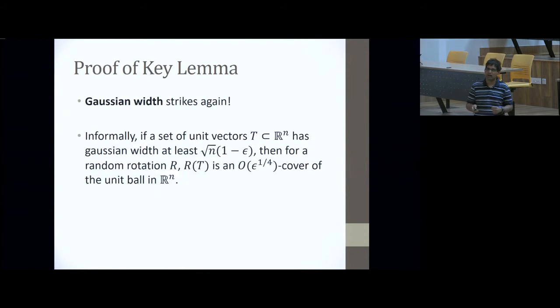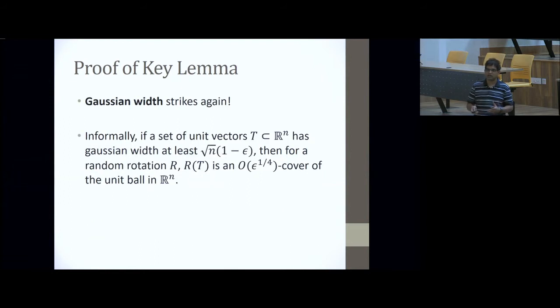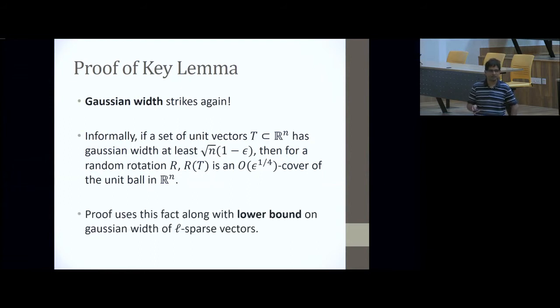So again, high Gaussian width means that its intrinsic dimension is close to n. So you'd expect it to fully span the n dimensions, and we can prove that this implies that you have a cover of the unit ball. Yeah, so you basically use this fact along with a lower bound on the Gaussian width of L sparse vectors in order to prove the Key Lemma.